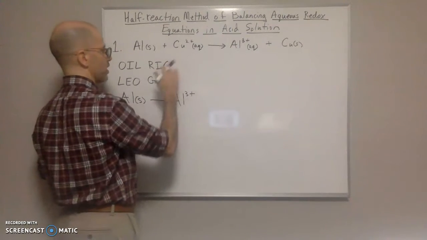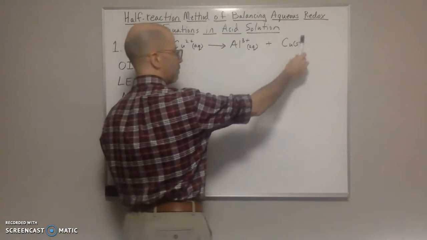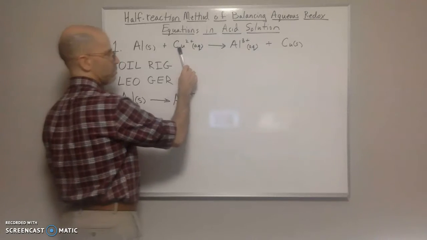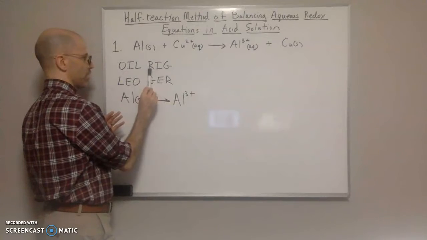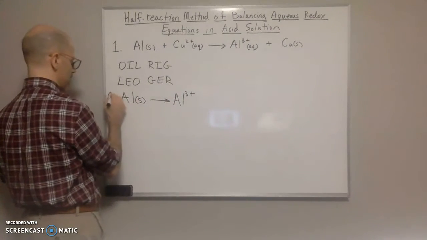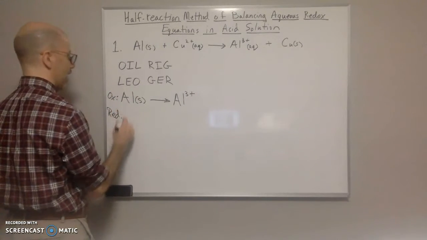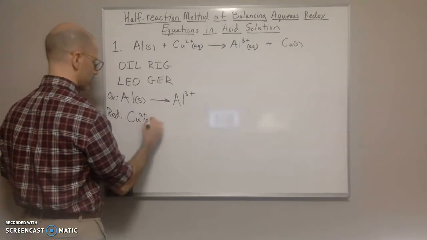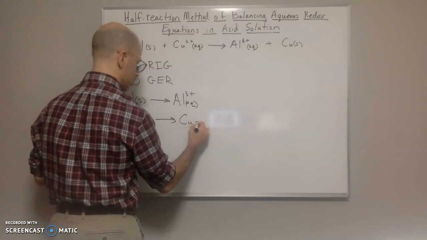And then the other one must be reduction, but let's verify that. So we're going from copper 2 plus to copper with a 0 charge. So it's becoming less positive, or another way, it's becoming more negative. So this must gain electrons, and gain of electrons, reduction, so that's being reduced. So this is the oxidation half reaction, and then the reduction half reaction is with copper. Copper 2 plus, aqueous, going to copper solid.